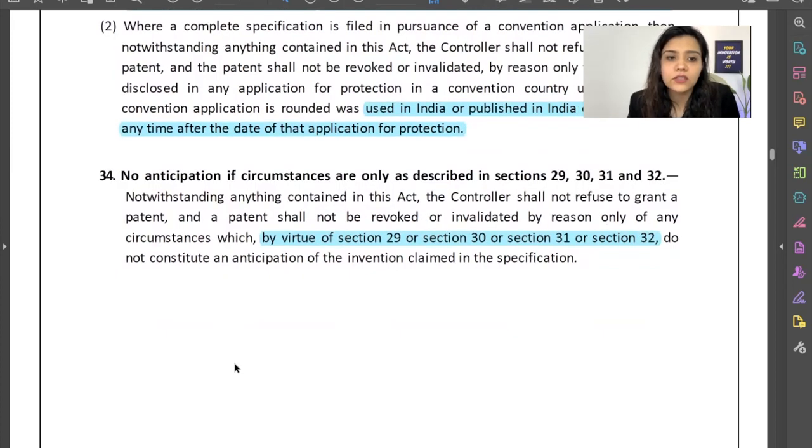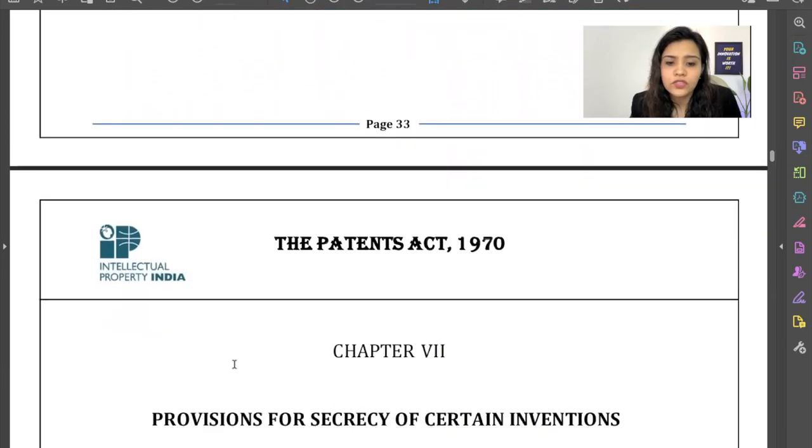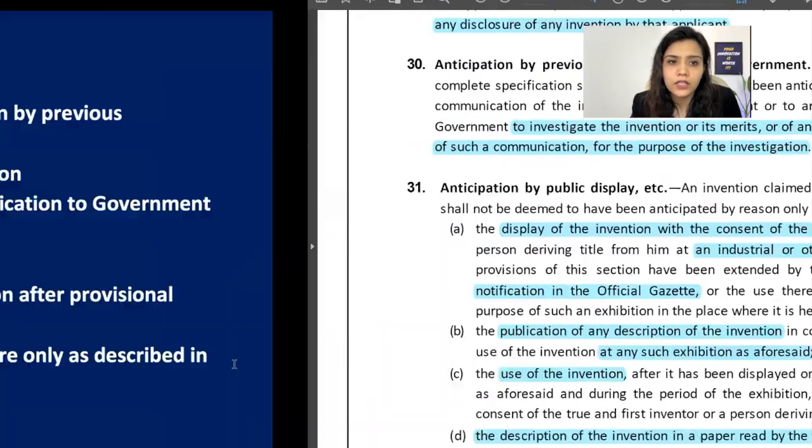And then this section 34 is very simple because it just says that there would be no anticipation if circumstances are only as described in 29, 30, 31, and 32. So it specifically mentioned that if you are satisfying circumstances which are mentioned in 29, 30, 31, and 32, then there would be no anticipation. But we do not have any other exceptions except these sections. So, yeah, this was the last section regarding anticipation.